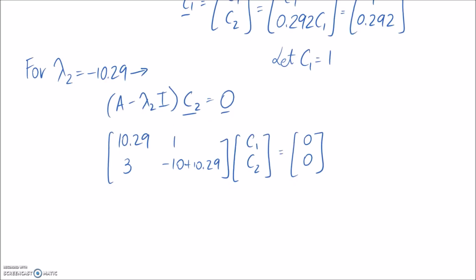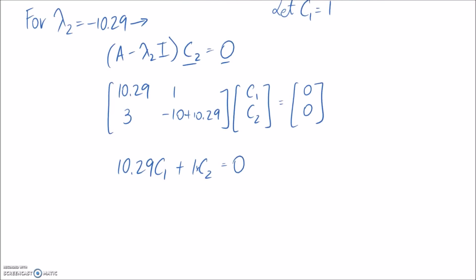Same kind of deal where you can read out either row, they're going to be the same equation because the determinant of this was equal to 0. I'm going to pick out the first one again. So that means 10.29 multiplied by C1 plus the 1 here times C2 has to equal the 0 up on the top there. We want a relationship between the C1 and C2 constants, and the easiest way to get that is going to be swinging this to the other side of the equation. So it becomes negative 10.29 times C1.